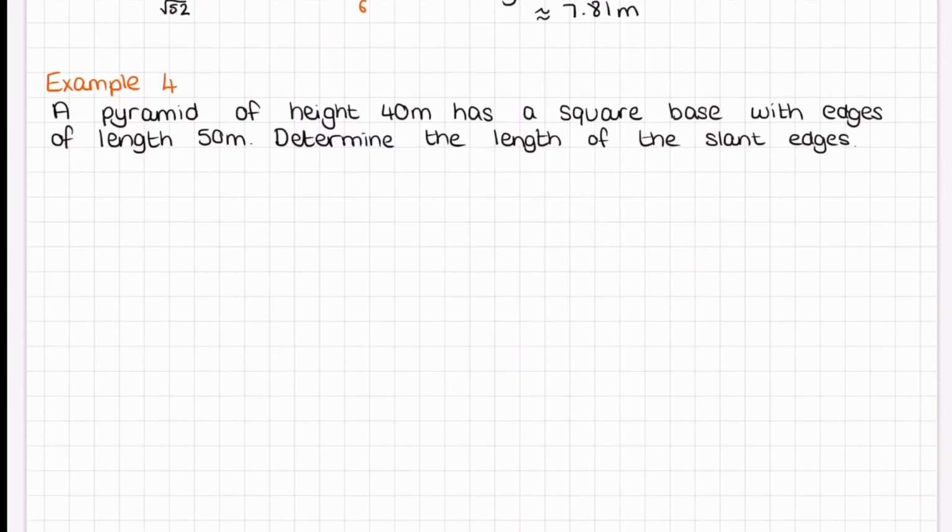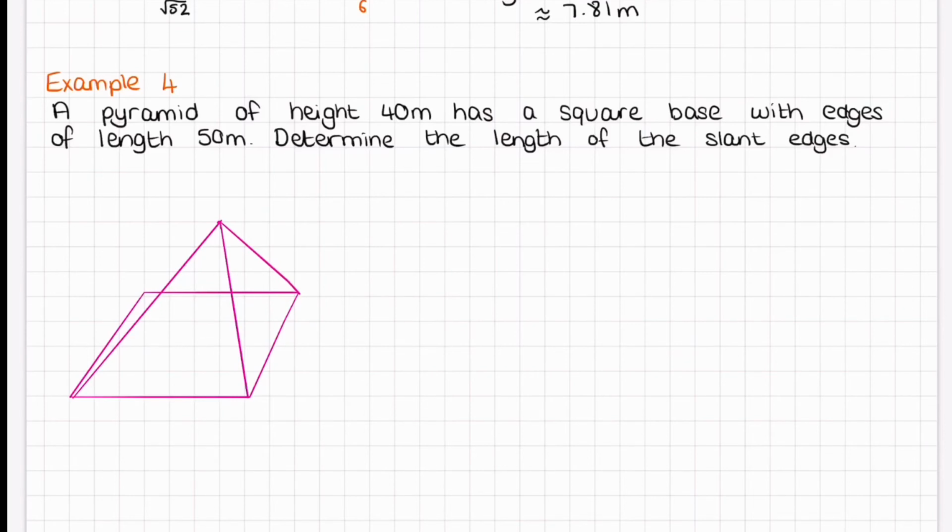So it is a pyramid of height 40 meters and it has a square base. There's my lovely base. I'm going to have my point at the top here, which needs to go to that side there. This one can go to that side. We need that to go to that side, and this one to go to that side. It's got a height of 40 meters, so there's this height in the middle.